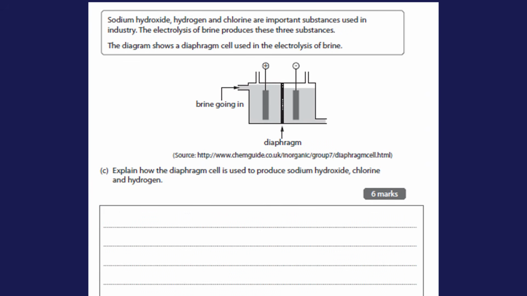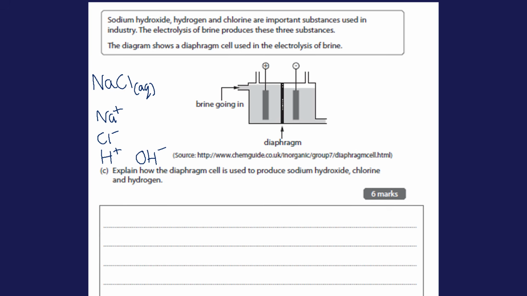Okay, so I've chosen to break this into 3 sections. I've got to talk about how sodium hydroxide is formed, how chlorine is formed, and I need to talk about hydrogen. So my first point is to point out that brine is in fact sodium chloride solution. This means that sodium ions, chloride ions, hydrogen ions and hydroxide ions are all present in this solution, and they can move.